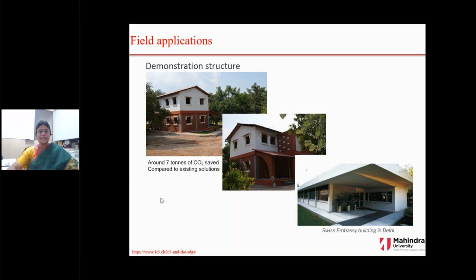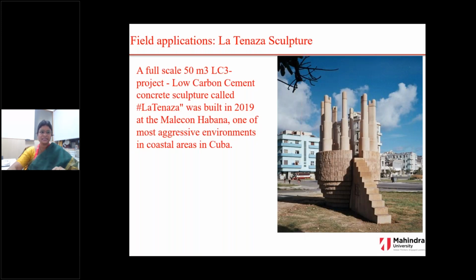And then this is a full-scale sculpture which is built with LC3. It's a 50 meter cube LC3 full-scale sculpture called La Tenaza, which was built very recently, in 2019, in Cuba again. This is a demonstrative project in order to see the durability aspects, because the place where it is built has the most aggressive environment, in the coastal areas of Cuba.